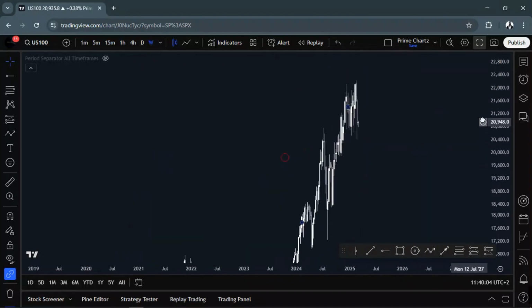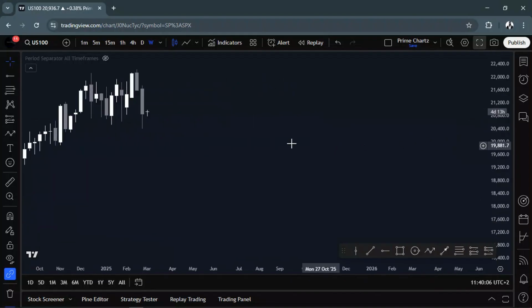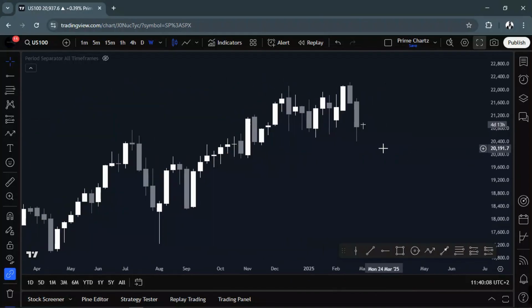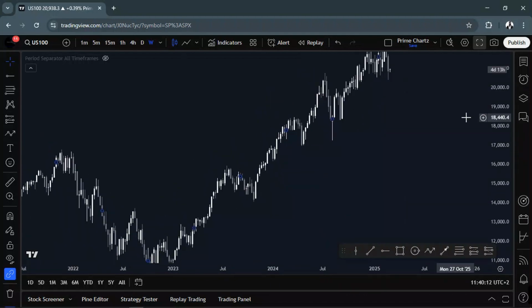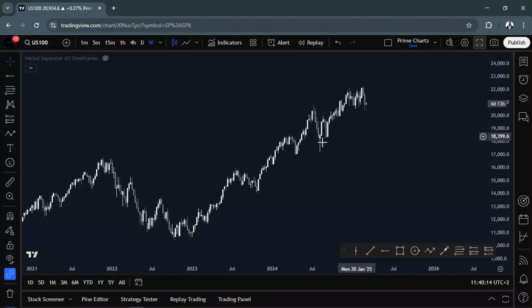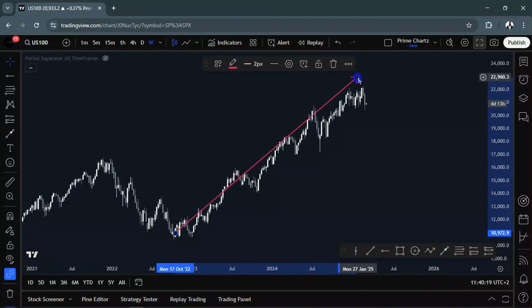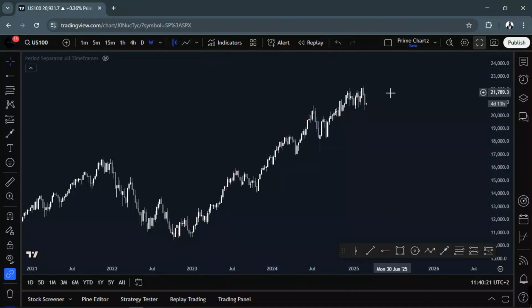Here we are on a weekly time frame. What do we see? Okay, first thing, let's identify our trend. Right here we can see we are in a strong uptrend. So the first thing, we need to mark the most obvious lines.